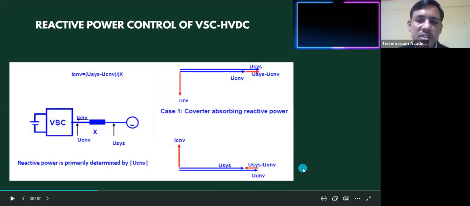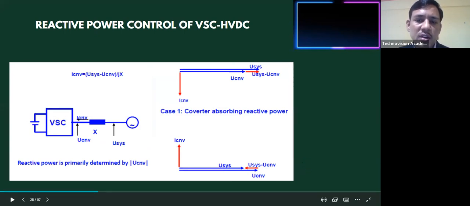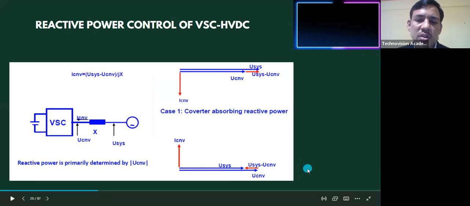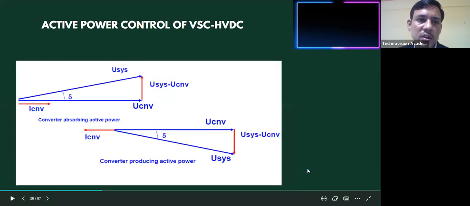Also, by adjusting the magnitude of the voltages produced by these converters, the converter can absorb or supply reactive power. So again, by adjusting the angle itself, you can control the active power.